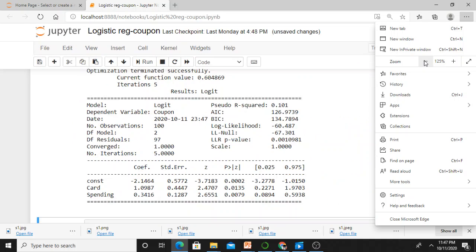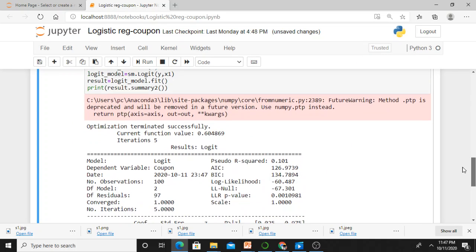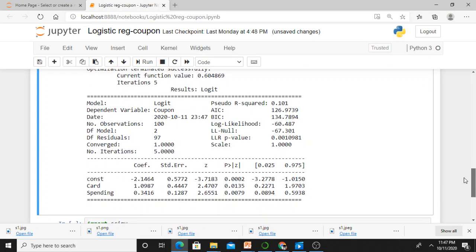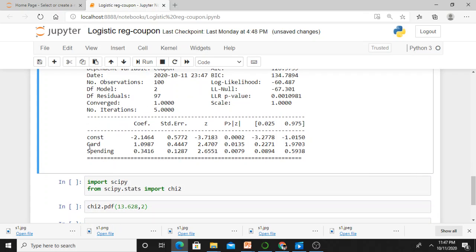Let me reduce the screen size so that it is clearly visible. Just see, the number of iterations is 6, and the model is Logit. The dependent variable is coupon. Number of observations is 100. DF model means degrees of freedom of the model, which is the number of independent variables. We have card and spending, so 2 independent variables. Log likelihood and LL null value I already explained. The LLR p value we discussed, and we also discussed the Z value. How can I calculate the Z value from coefficient and standard error?